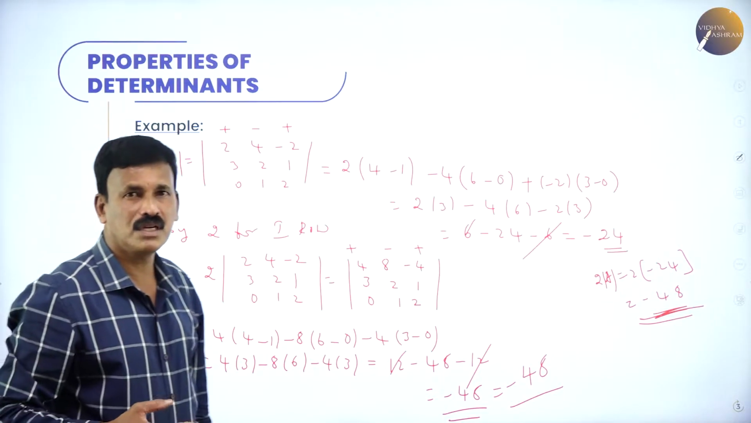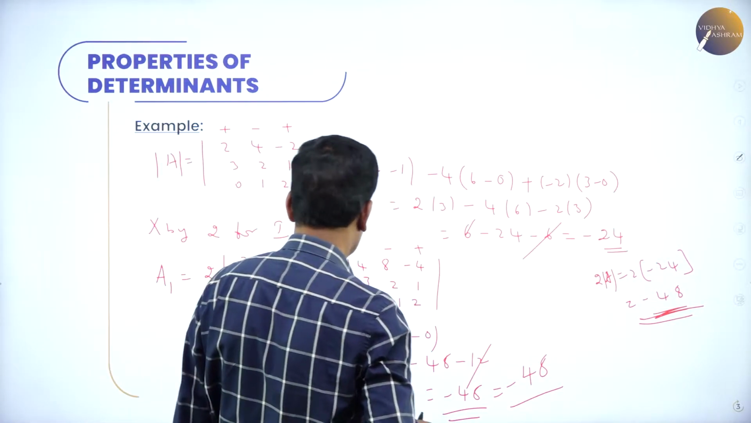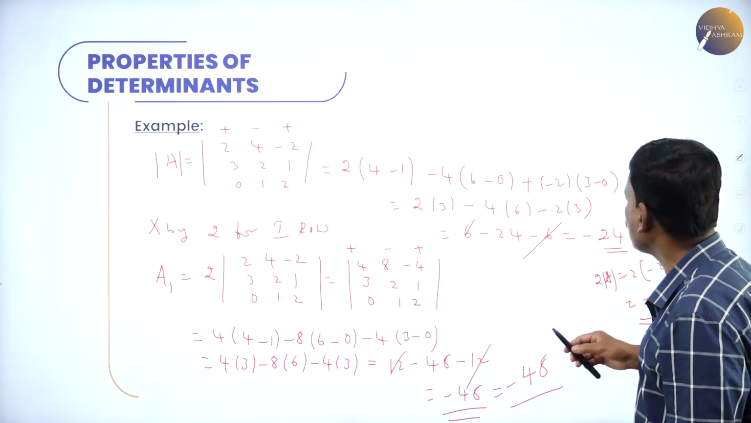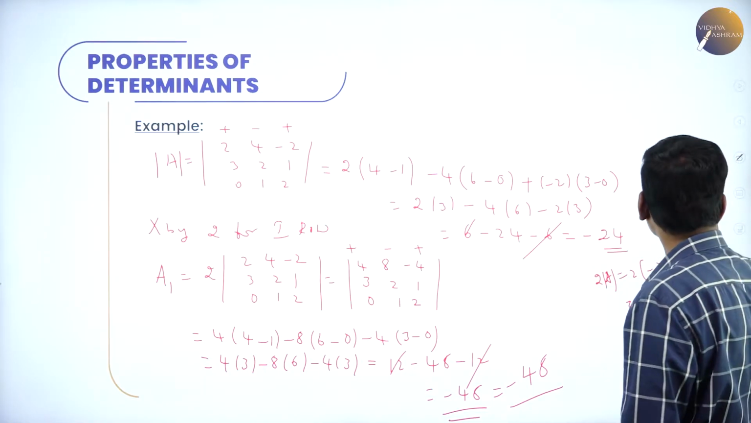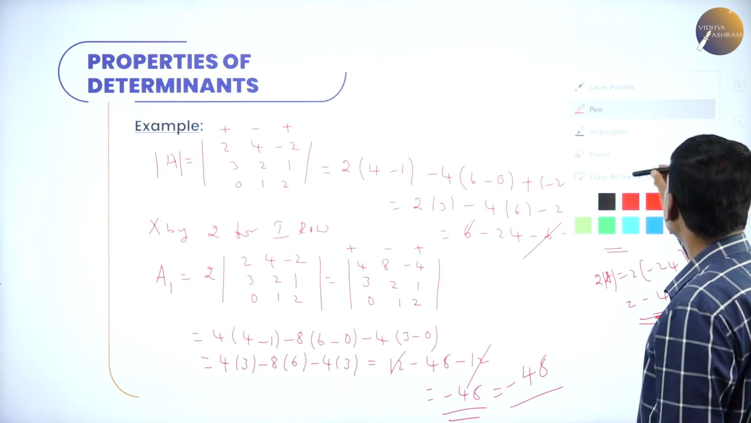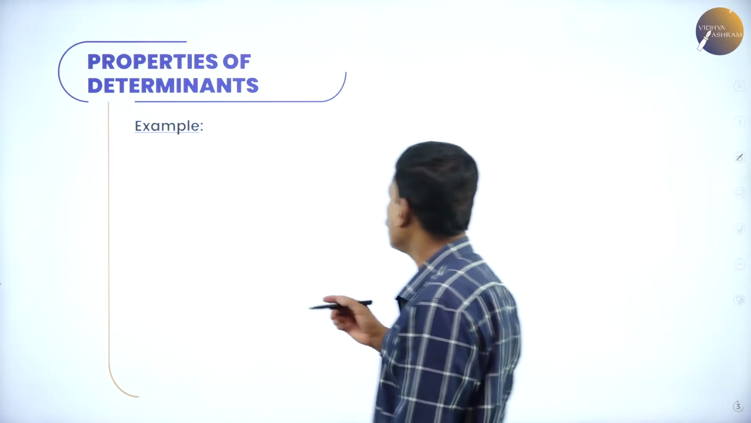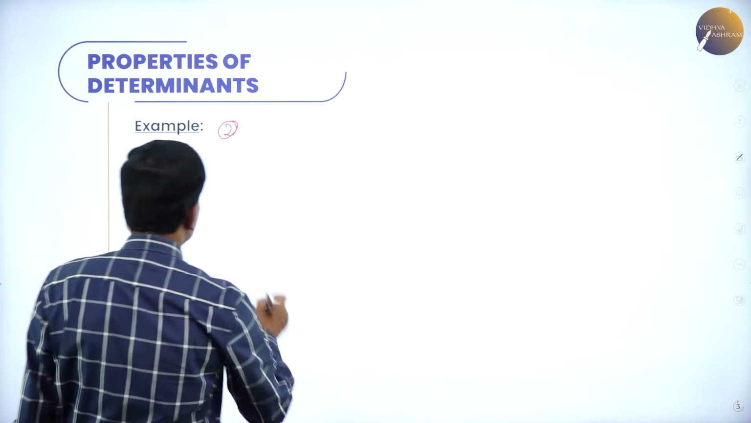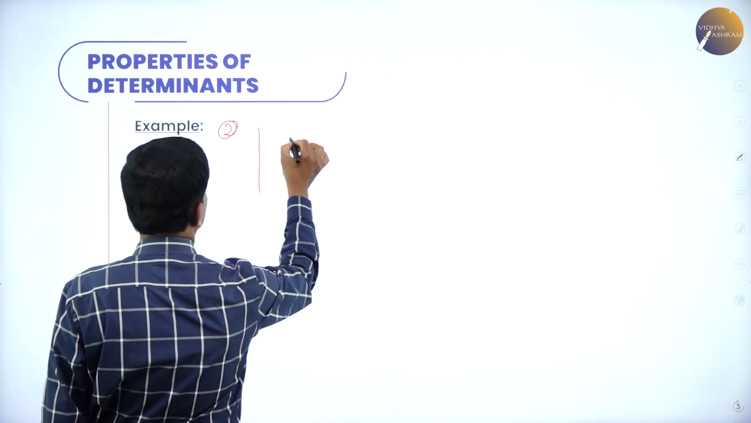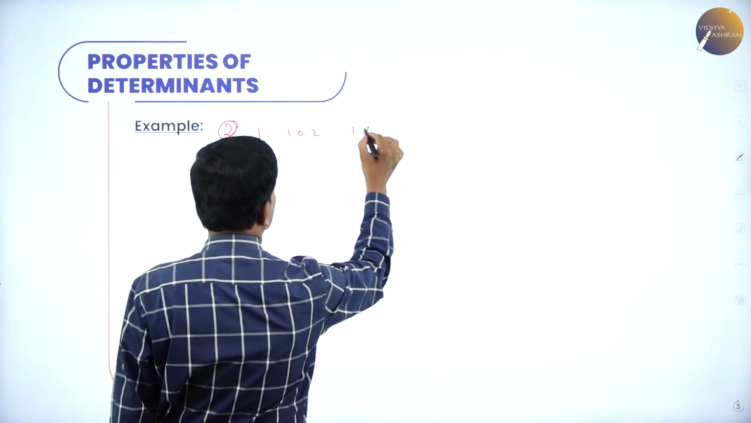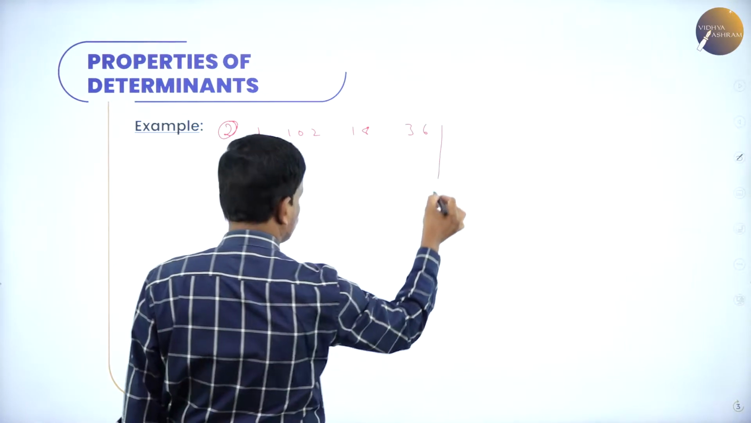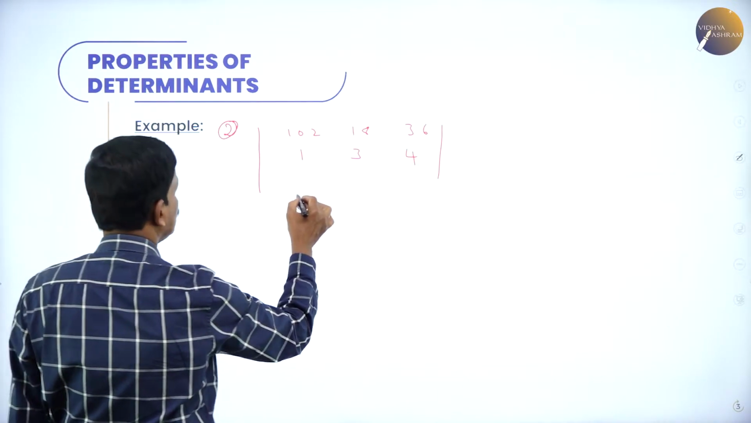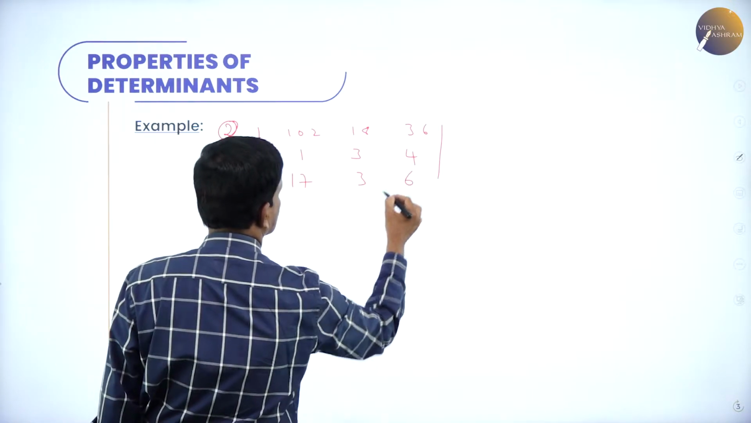One more example I will give for this. Suppose you remove any element as a common factor from a row or column. Let us take example number 2. Evaluate the determinant with first row 102, 18, 36, second row 1, 3, 4, then third row 17, 3, 6.